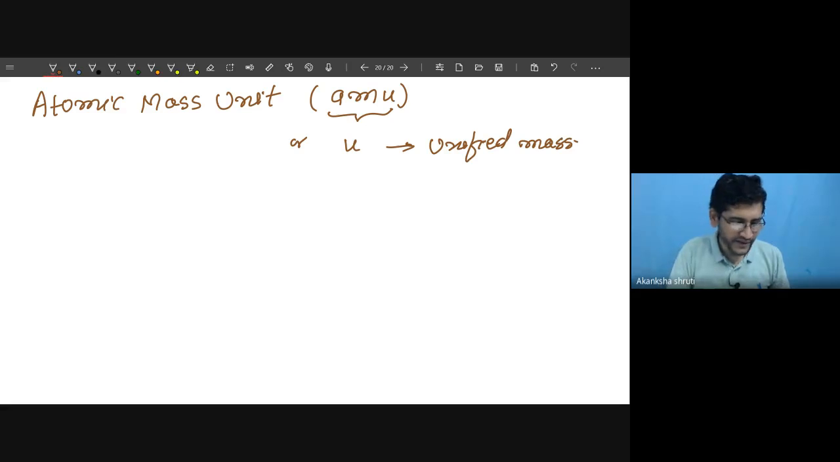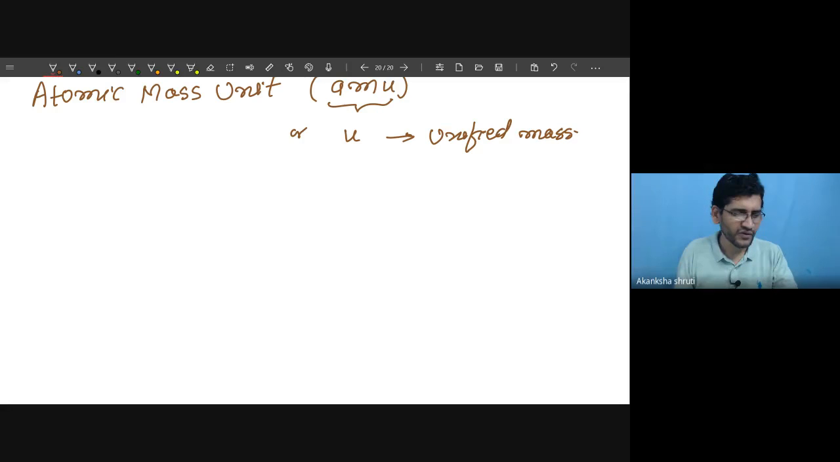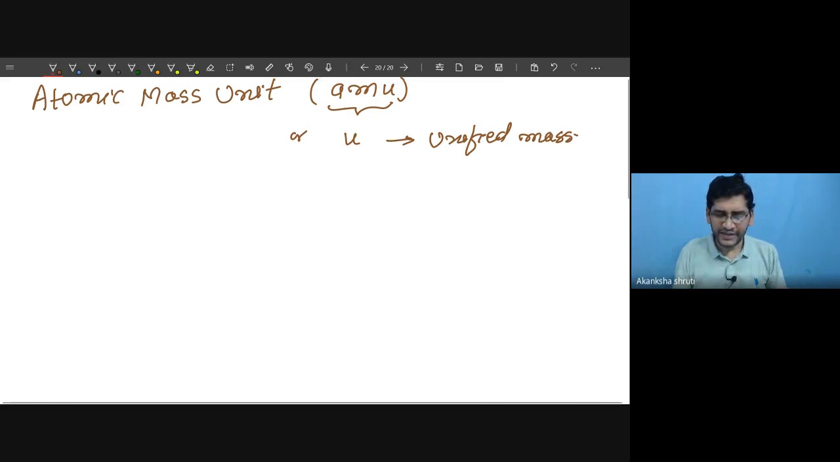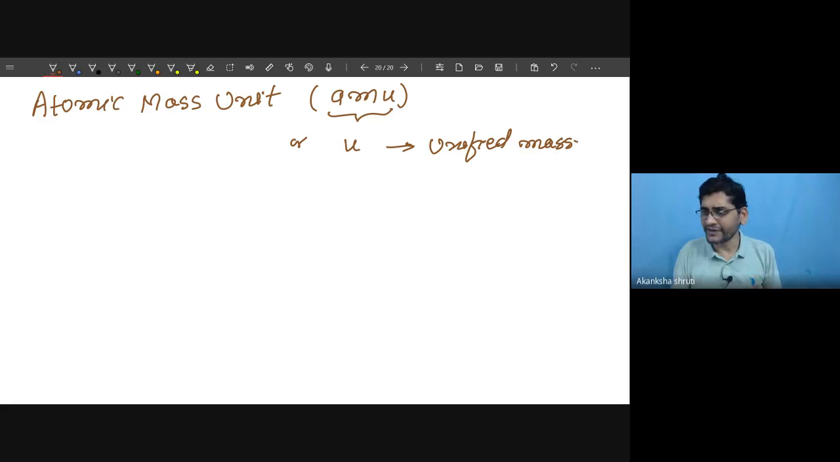Students, let us define this AMU. What is this AMU? This AMU has different definitions. Initially, it was defined in terms of oxygen. Why? Because oxygen was most reactive, able to react with all the other elements and give the reaction, and by that reaction, this unit or this mass was determined. So initially it was defined in terms of oxygen, but nowadays it is defined in terms of carbon.